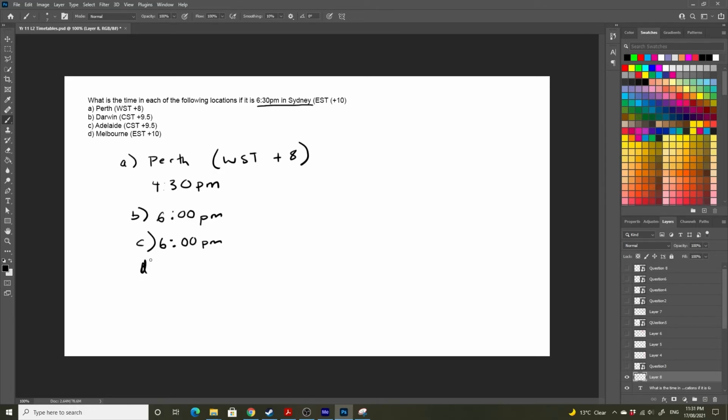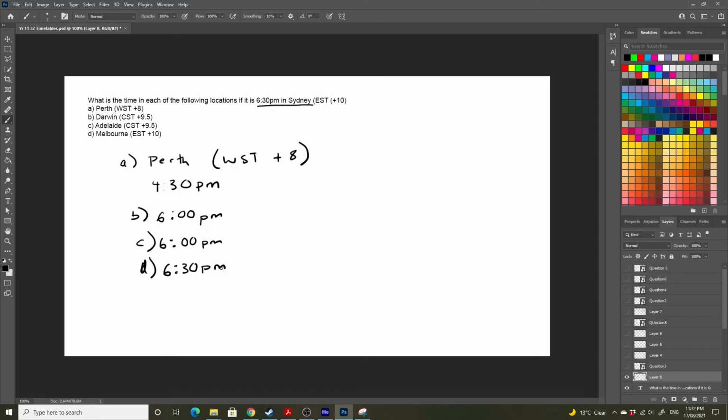If we look at D, we have Melbourne. Now Melbourne is in the same time zone as Sydney, so whatever time it is in Sydney, it should be the same time as in Melbourne, which means this is also 6:30 p.m.